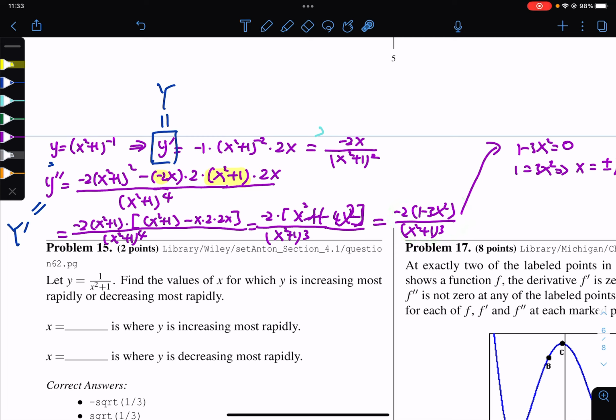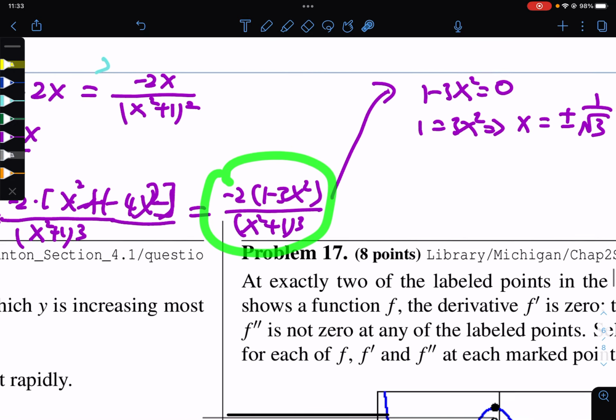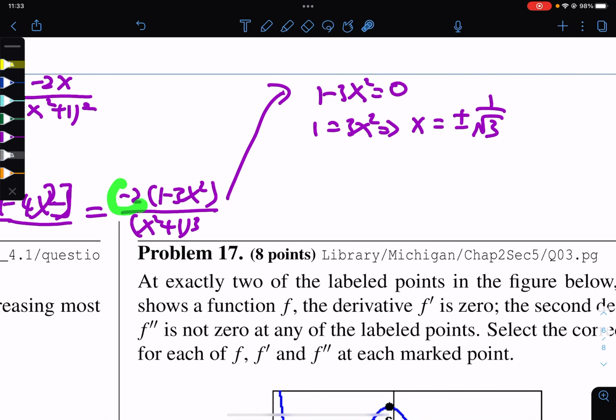I'm looking for when this would be positive or negative. Namely, I'm looking for when this is going to be 0 first. For this to be 0, it's either -2 to be 0, which is not going to happen, or 1 minus 3x squared to be 0. That's something I'm trying to solve. Or x squared plus 1 cubed is going to be 0. x squared is non-negative. Plus 1 means it's always greater than or equal to 1. So this is always going to be positive. It will never be 0. So the only thing that's going to be possible for setting the expression to be 0 is this, and I find my solution. So I'm putting that on my number line.